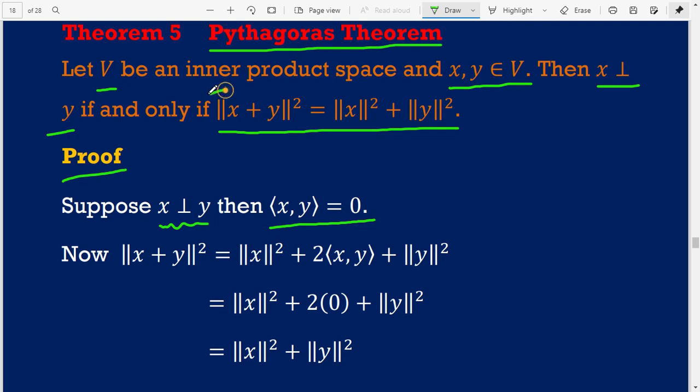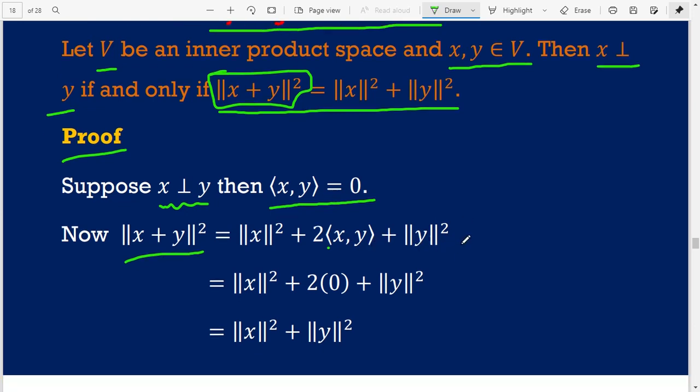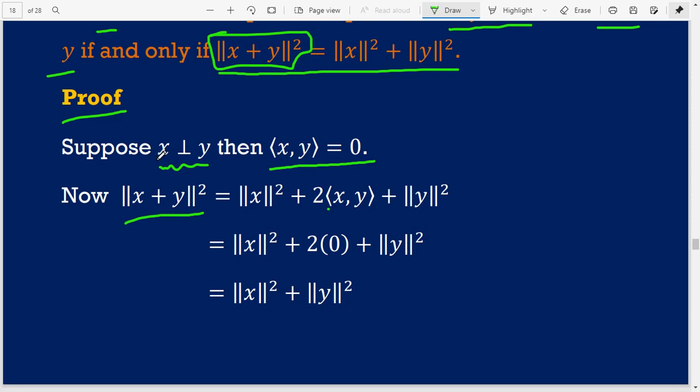Now norm x plus y square is equal to norm x square plus 2 into inner product x with y plus norm y square. Here we have given x is orthogonal to y, so inner product x with y is equal to 0. So it is equal to norm x square plus norm y square.